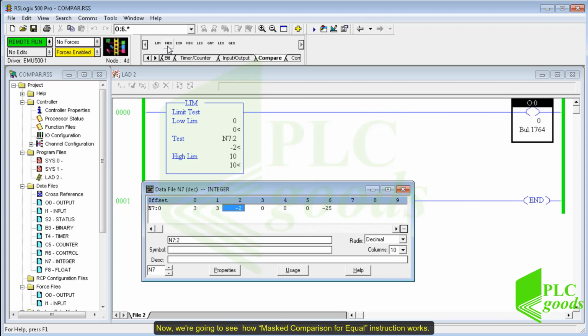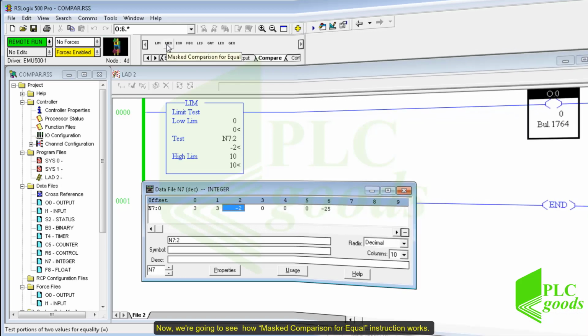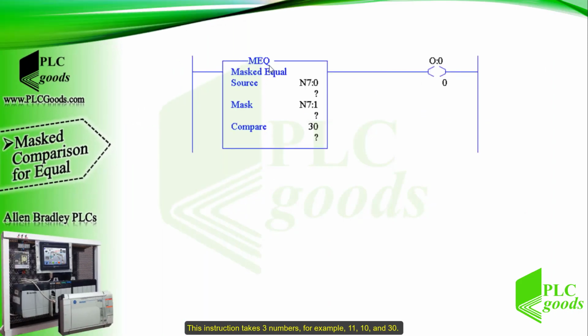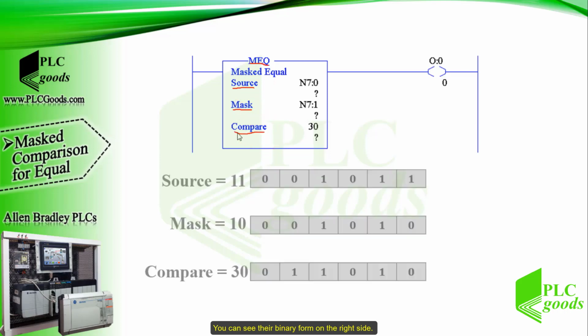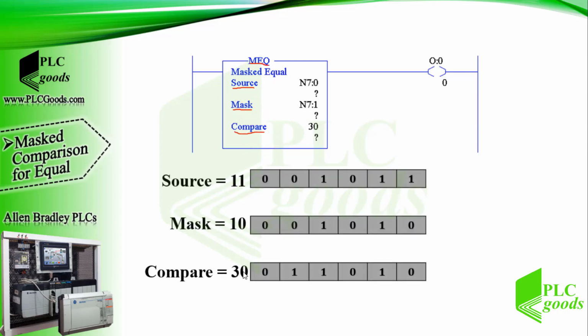Now we are going to see how mask comparison for equal instruction works. This instruction takes three numbers, for example 11, 10, and 30. You can see their binary form on the right side. Pay attention to the mask number. Its second and third bits are 1 in its binary form.